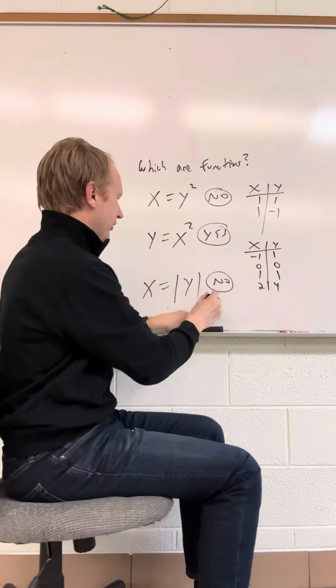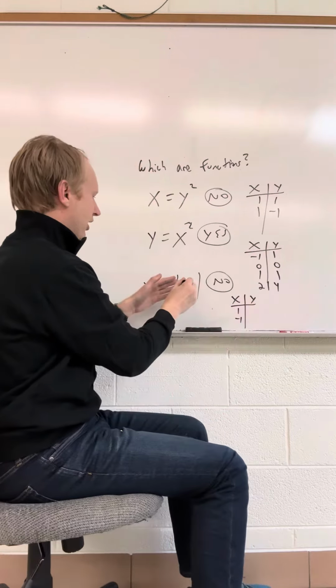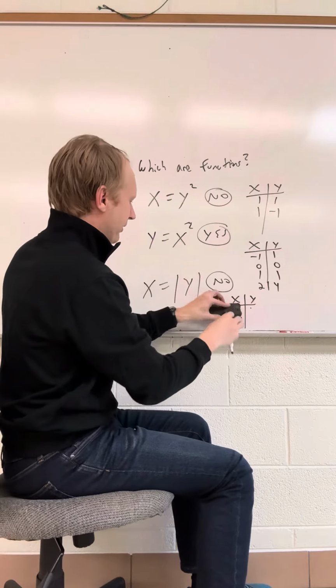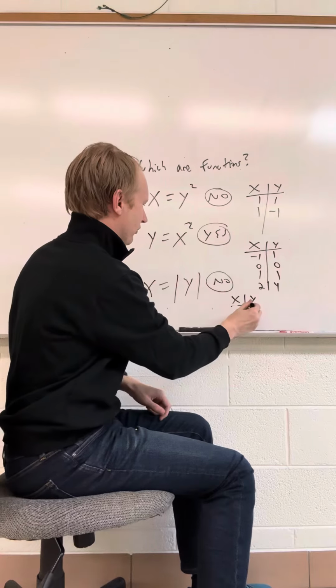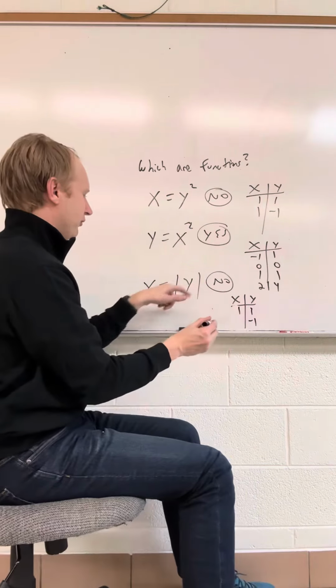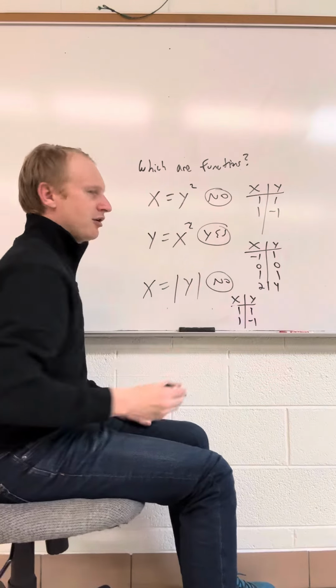Here, if I make a table for this last one, again, I could put 1 or -1 in for y, and you take the absolute value. So we put 1 in for y, we get the absolute value 1 is 1. Put -1 in for y, the absolute value of -1 is 1. There we have repeating x's, so it's no.